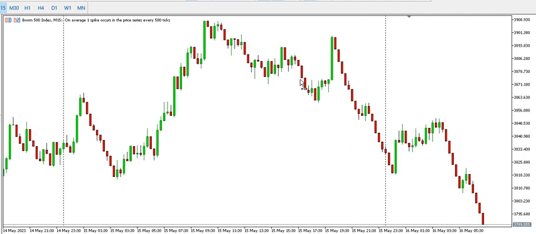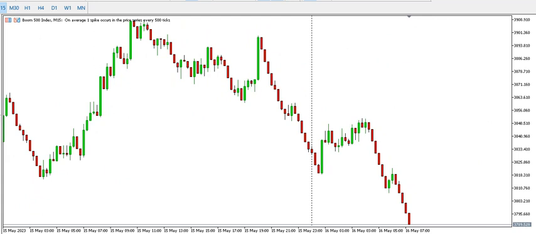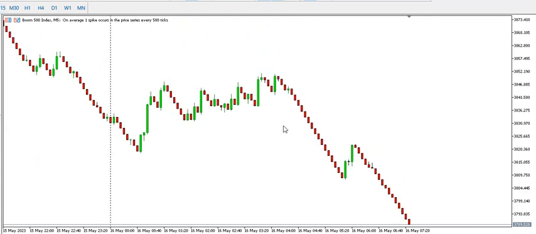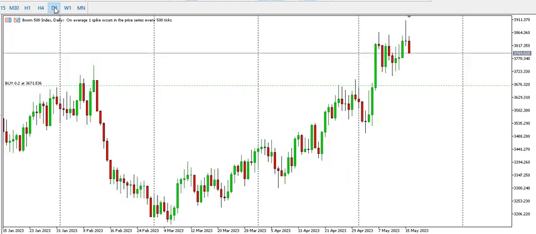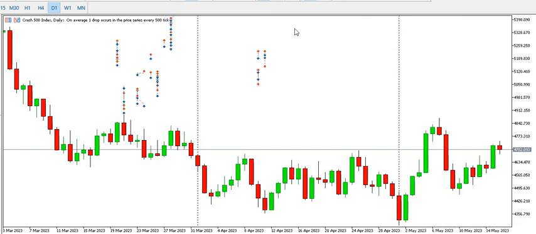15-minute time frame still selling. Consider selling for now. Boom 500 index, consider selling for now. But on the daily time frame, the overall trend is bullish, but for now it's dropping because of yesterday's pin bar candlestick formation. Finally, let's look at Crash 500 index.